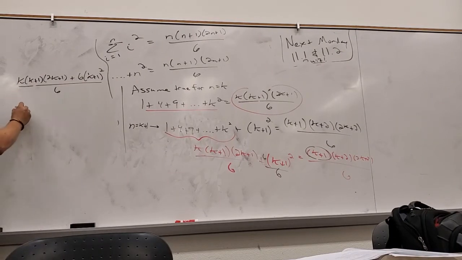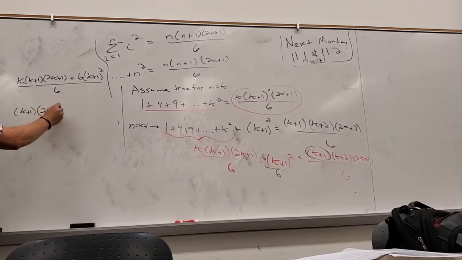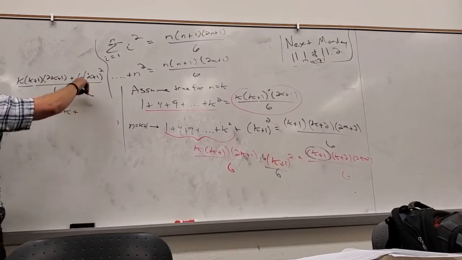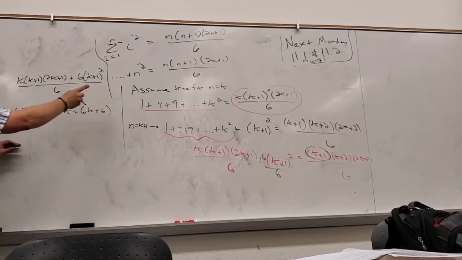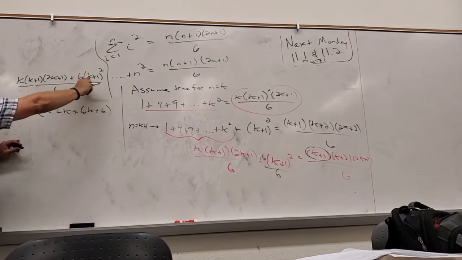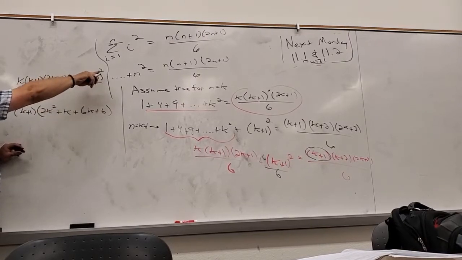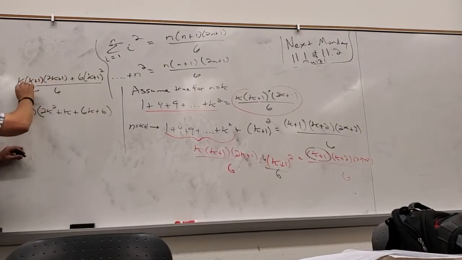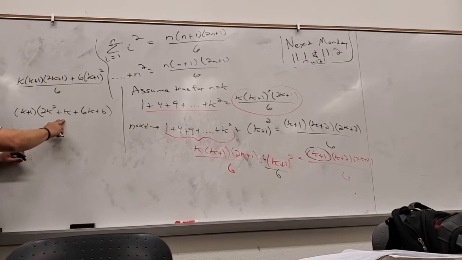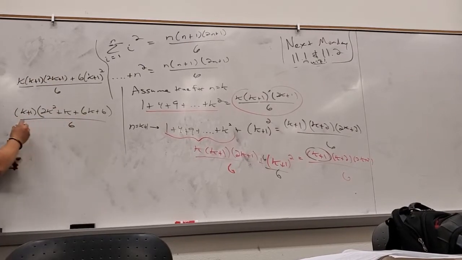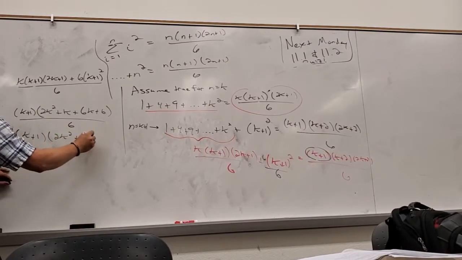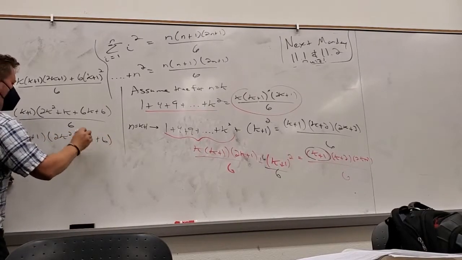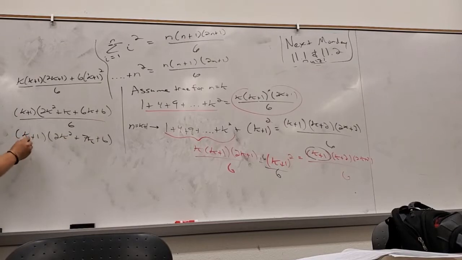So if I take a k plus 1 out, I'm left with 2k squared plus k plus 6k plus 6. Is anybody not cool with that? If I take a k plus 1 out, this is 6k plus 6, right? Because I lost a k plus 1. Here I lost a k plus 1, so it's 2k squared plus k. And that factors. There's k plus 1 times 2k squared plus 7k plus 6, over 6.